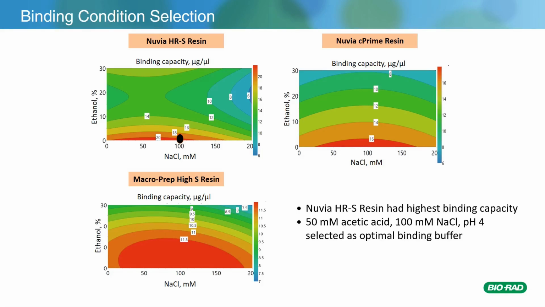So Nuvia HRS was chosen for the insulin capture step, and the optimal binding condition was then used in bulk purification.